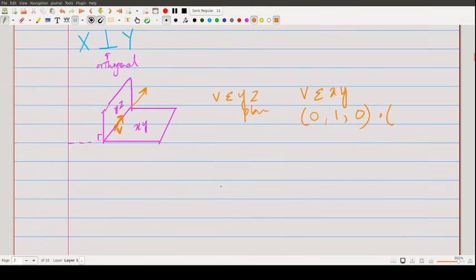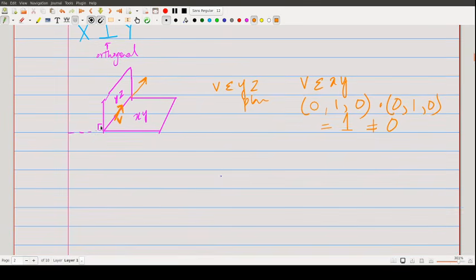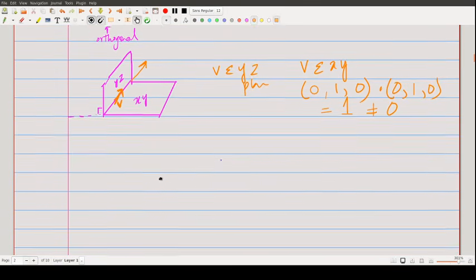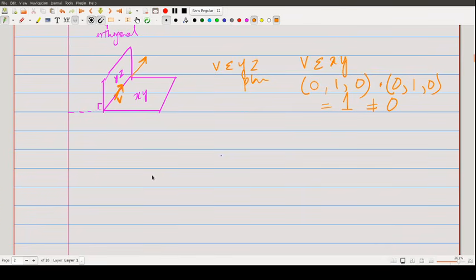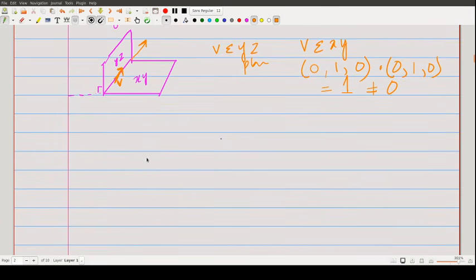If I take the dot product of v with itself, then this equals 1 and not 0, which means it doesn't work for every possible vector. I took the same vector which was common to both of them, and therefore it doesn't work. So the XY plane and the YZ plane are not orthogonal to each other. They're not orthogonal subspaces in that sense. But of course, physically they do make an angle of 90 degrees.